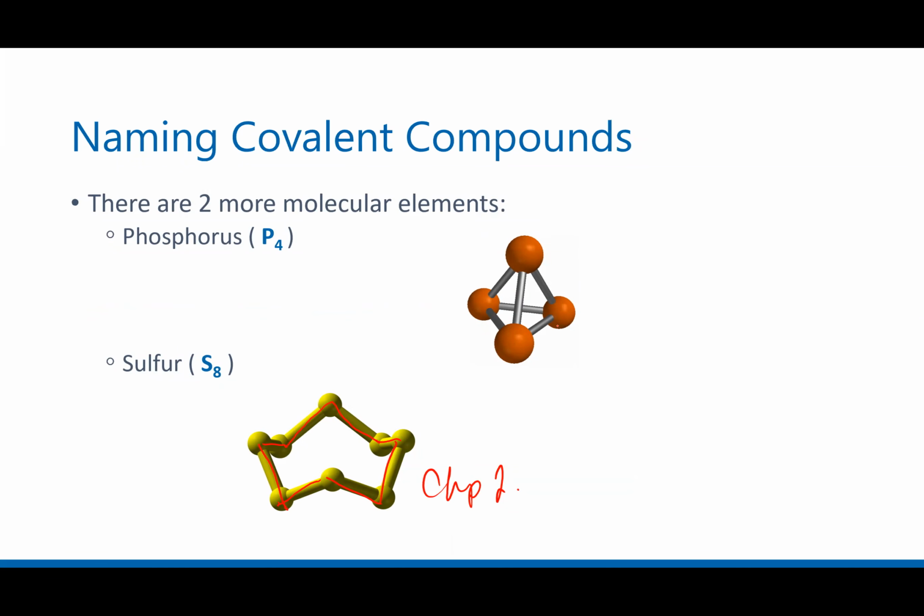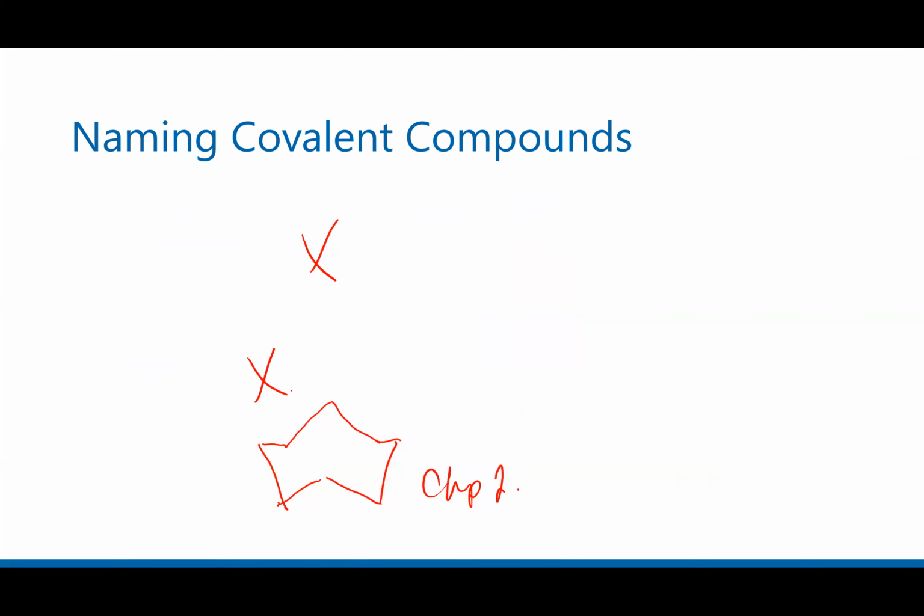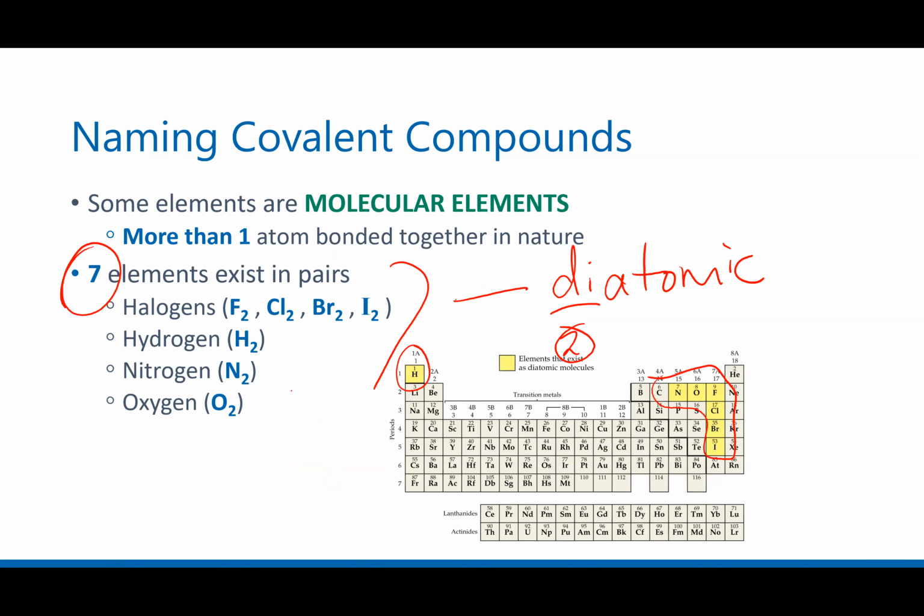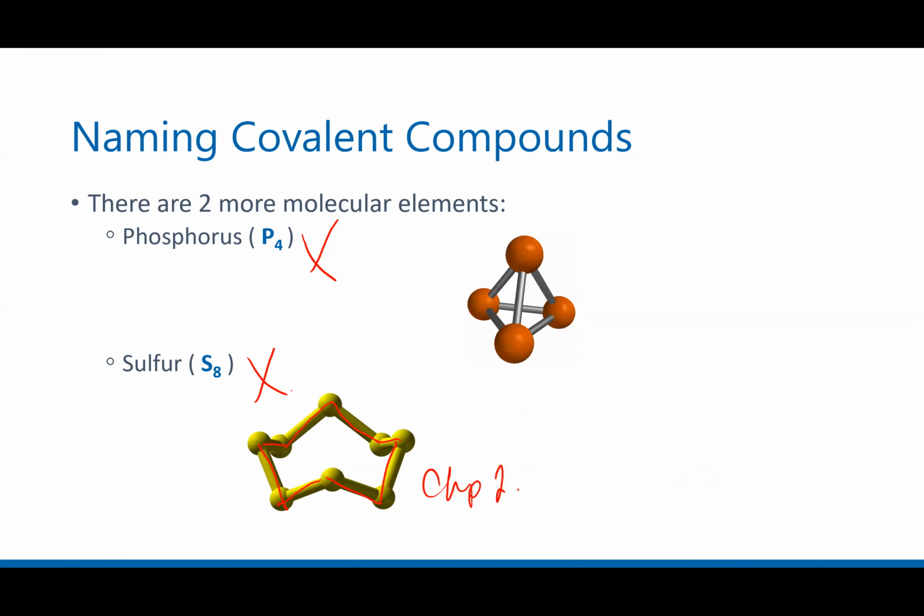There are 2 more complicated ones. You don't really have to memorize this slide, but there are 2 more common molecular elements. Phosphorus, when found in nature, is P4. Sulfur, when found in nature, is S8. We talked about sulfur in chapter 2. It kind of takes this crown shape. You don't need to worry about those, but just know that even though there's 4 of them or 8 of them, or even back on this slide, 2 of them, we're not changing the name. It's still just sulfur or nitrogen or phosphorus.